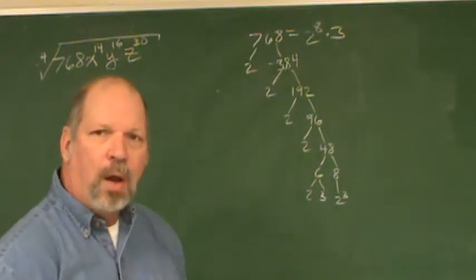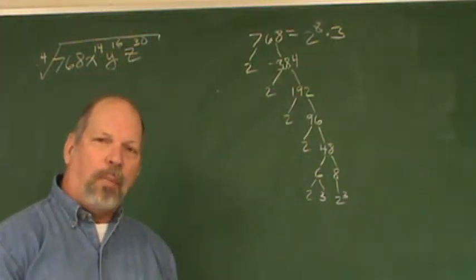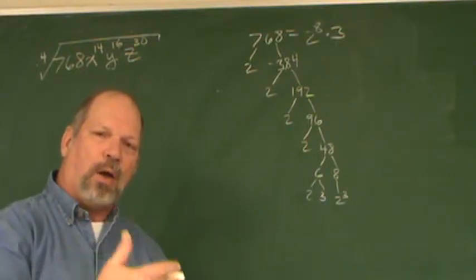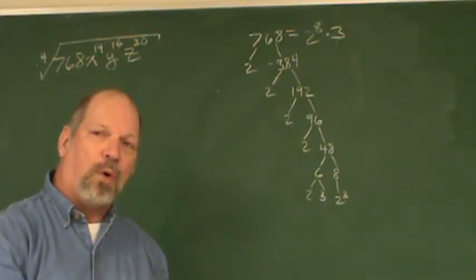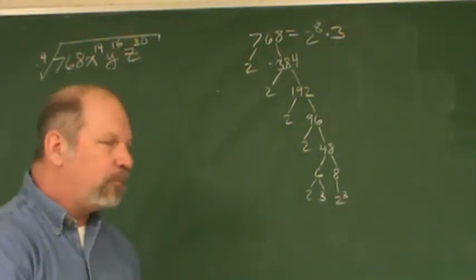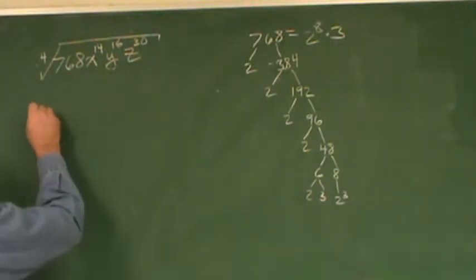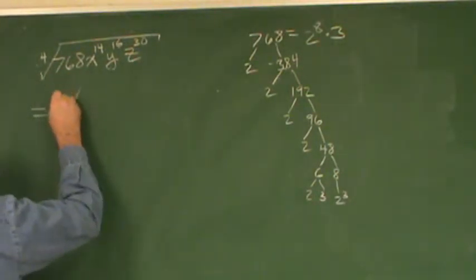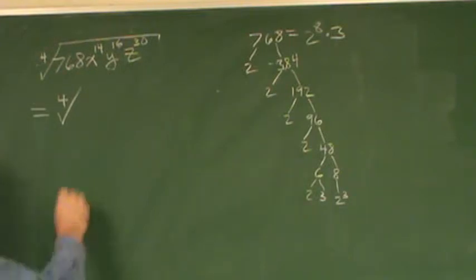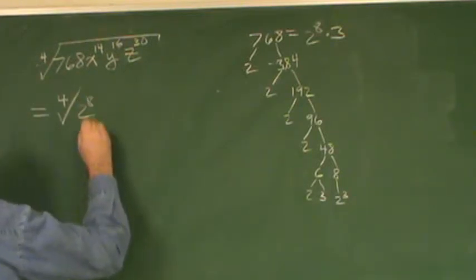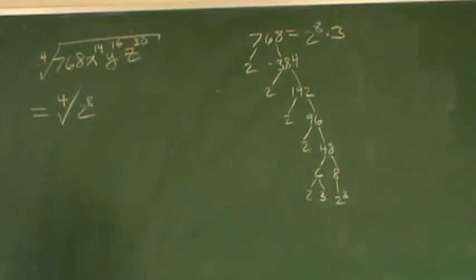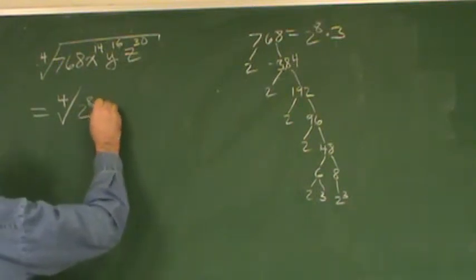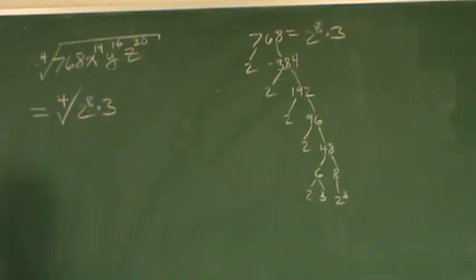Okay? Now, I want to get this radical all prepped and ready, which means I need to get all the exponents divisible by 4 or smaller than 4. Okay? So, I have the fourth root, 768, 2 to the 8th. I can divide 8 by 4 and come out even, so I'm good there. 3 has an exponent of 1, which is smaller than 4. I'm good with that. Now we start on the letters or the variables.